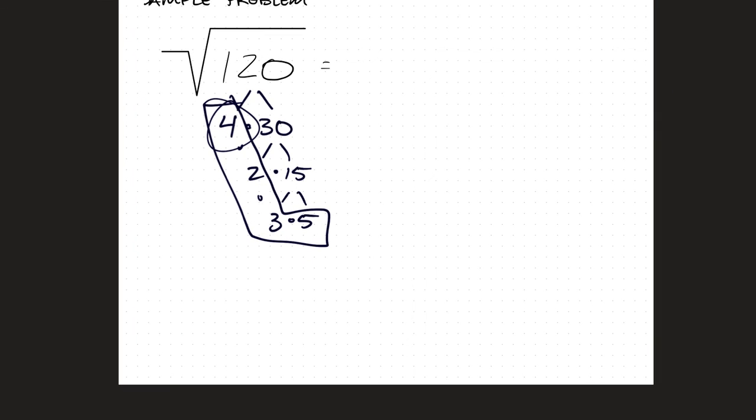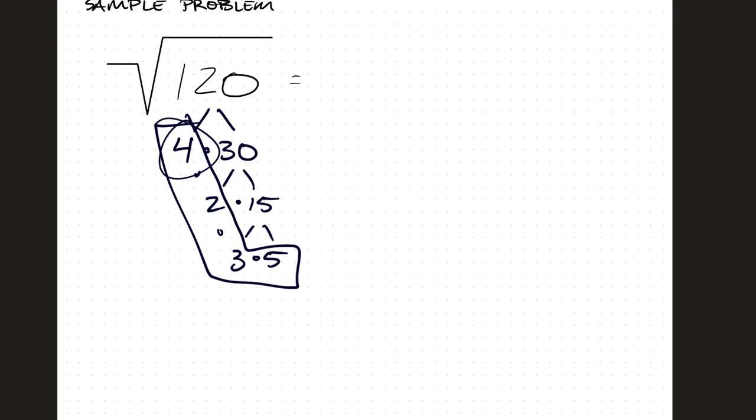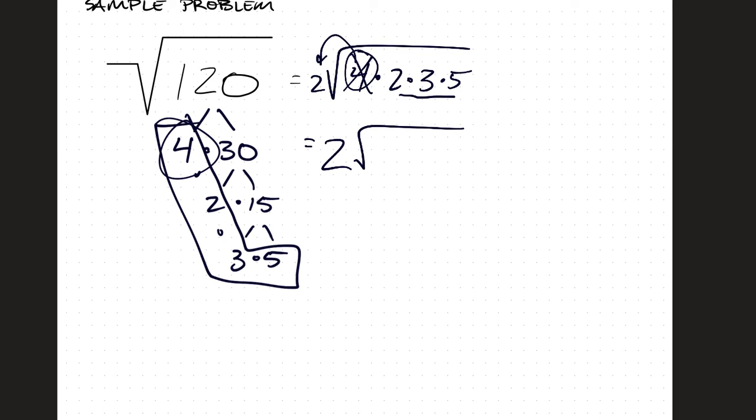So I'm going to rewrite, whoopsie daisy, what happened there? I'm going to rewrite the radical using the factors. So I have a perfect square, 4 times 2 times 3 times 5. The square root of 4 is 2, so it cancels out, and I write the 2 up front. So I have 2 times the square root of 2 times 3 times 5, which is 30. And we're done.